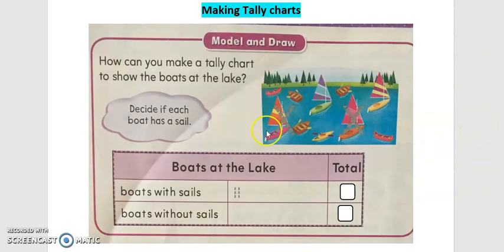Let's count. 1, 2, 3, 4. 4 boats with sails, so we are going to draw the sticks over here. I finished making my sticks and I wrote the total over here. Let's count how many boats without sails there are. 1, 2, 3, 4, 5, 6. 6 boats without sails.